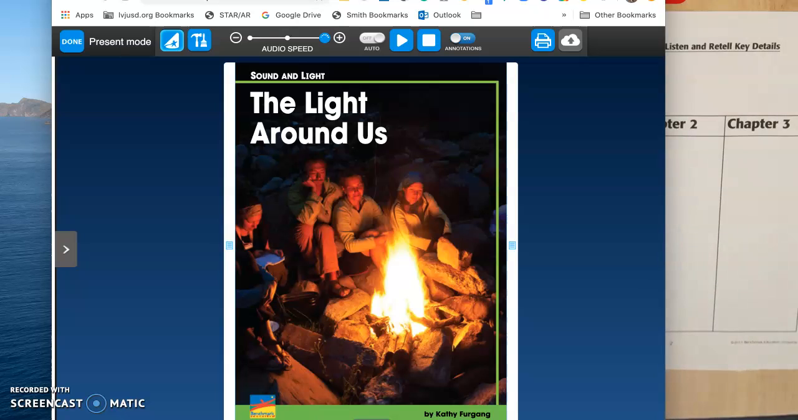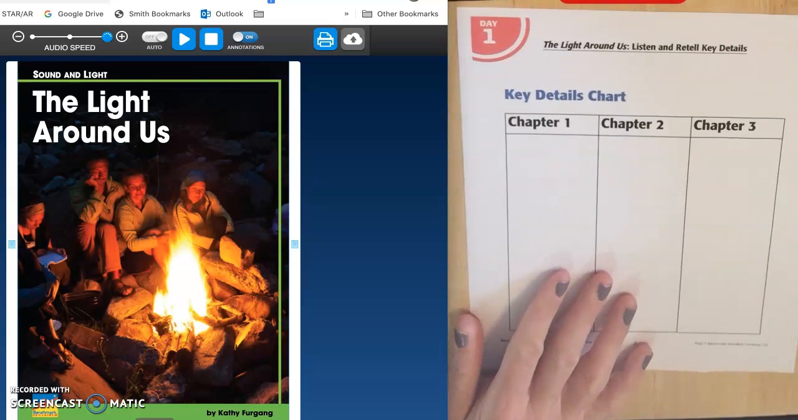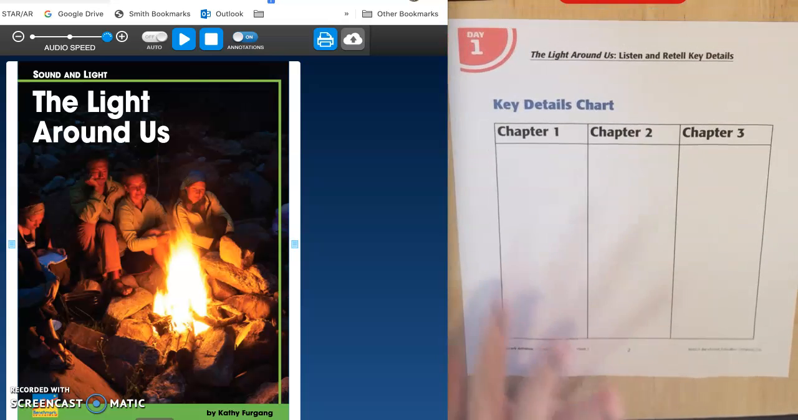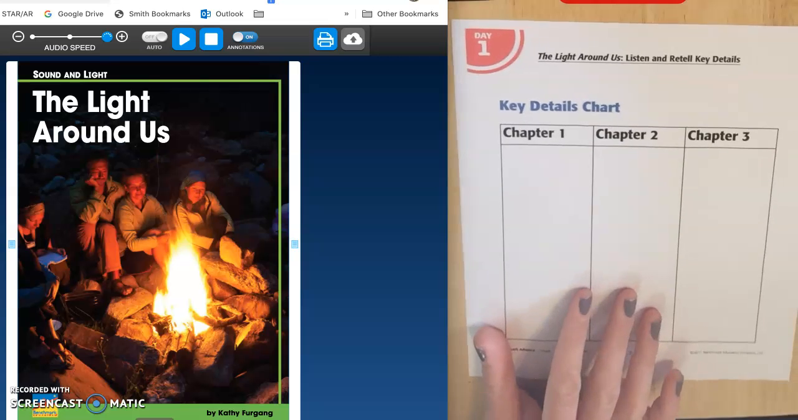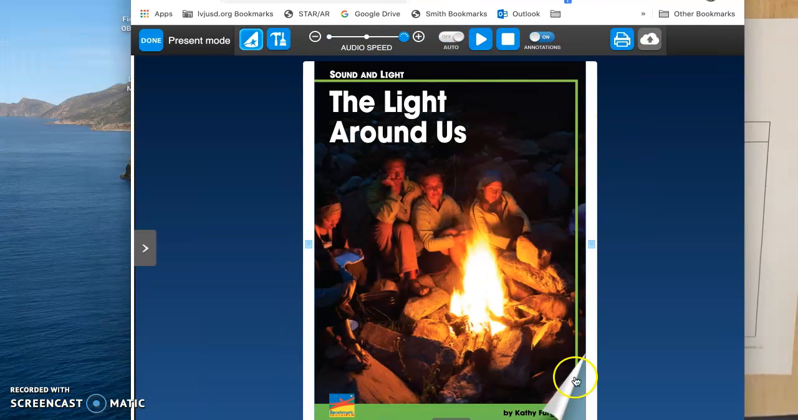Hi, first graders. Today we are going to read The Light Around Us and we are going to do a key details lesson. So first we're going to read and then you need to have this key details chart handy because we're going to look at some key details from each chapter and record them on our chart. So first we'll read, this is called The Light Around Us.